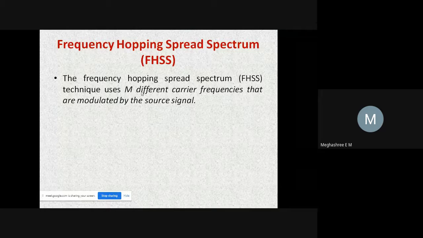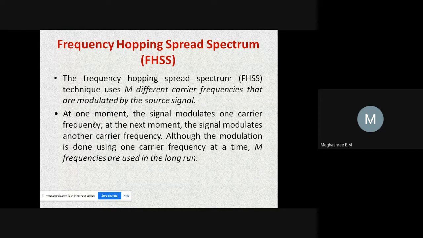In short, you call it FHSS. In this method, as you know, we are expanding the bandwidth of the input source signal. This method uses M different carrier frequencies that are modulated by the source signal. Here you have to remember the source signal modulates M different carrier frequencies. We have studied what carrier frequencies are, the base signal of the input, that is the carrier signals.